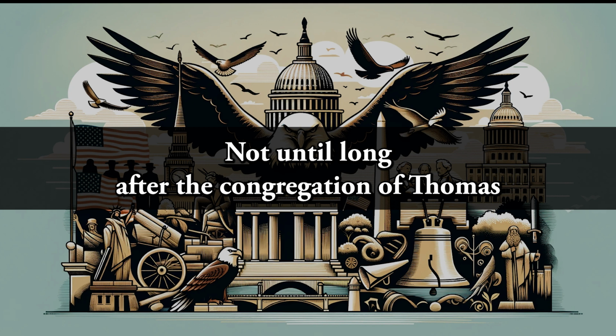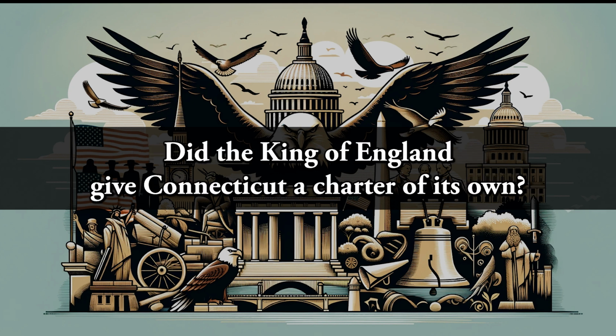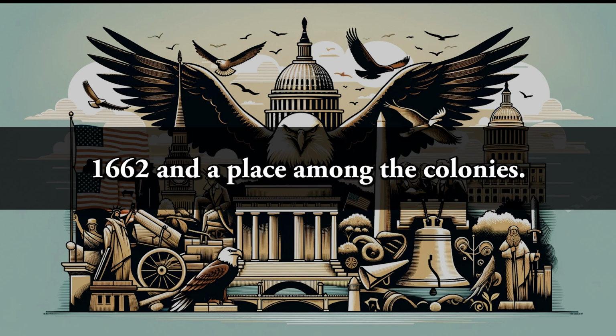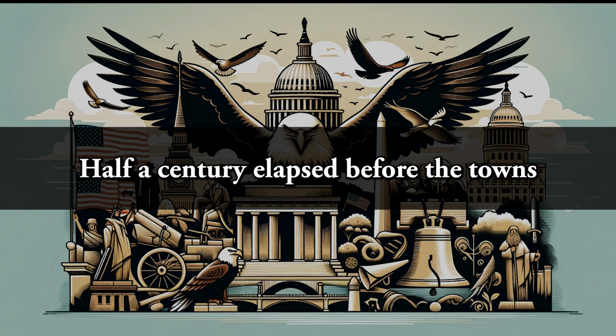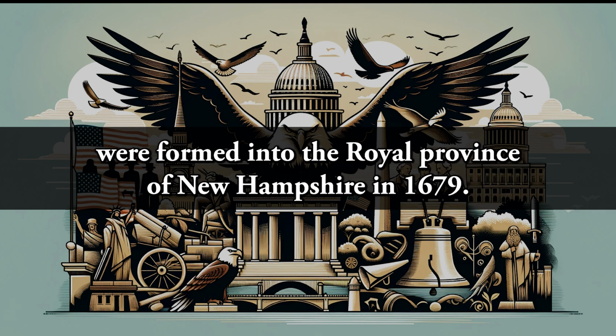Not until long after the congregation of Thomas Hooker from Newtown blazed the way into the Connecticut River Valley did the King of England give Connecticut a charter of its own, in 1662, and a place among the colonies. Half a century elapsed before the towns laid out beyond the Merrimack River by immigrants from Massachusetts were formed into the Royal Province of New Hampshire in 1679.